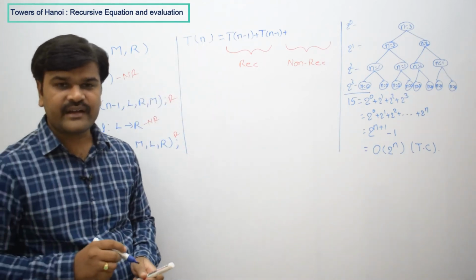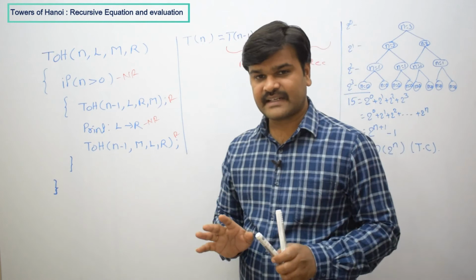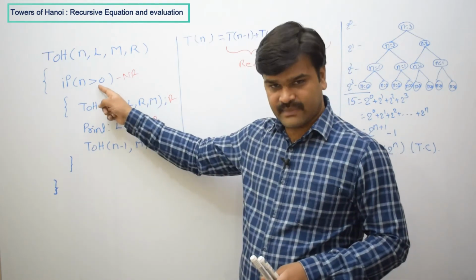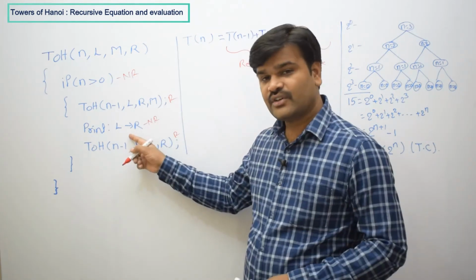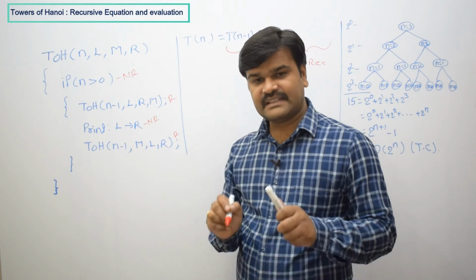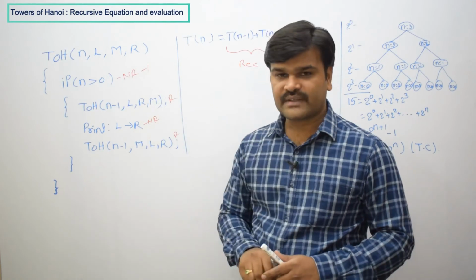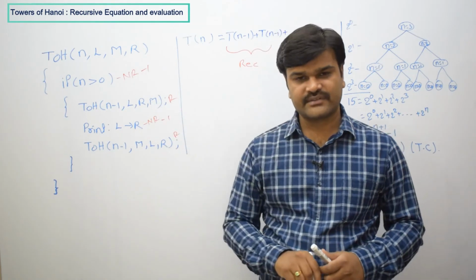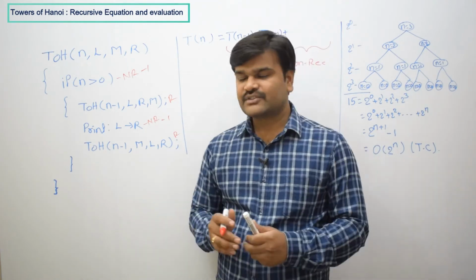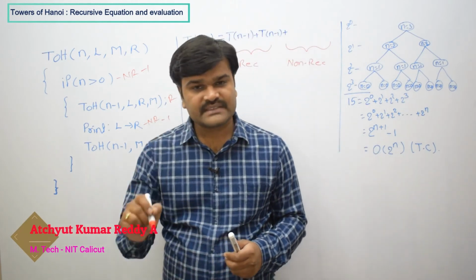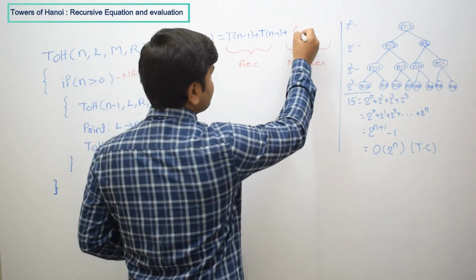Now come to the non-recursive part, which is important. Try to understand what is happening in the non-recursive part. This is a comparison statement, and it will take a constant amount of time. And this is a print statement, and that also will take a constant amount of time. So both are going to take a constant amount of time. These two statements always take constant time, so the complexity for the non-recursive code is big O of 1.